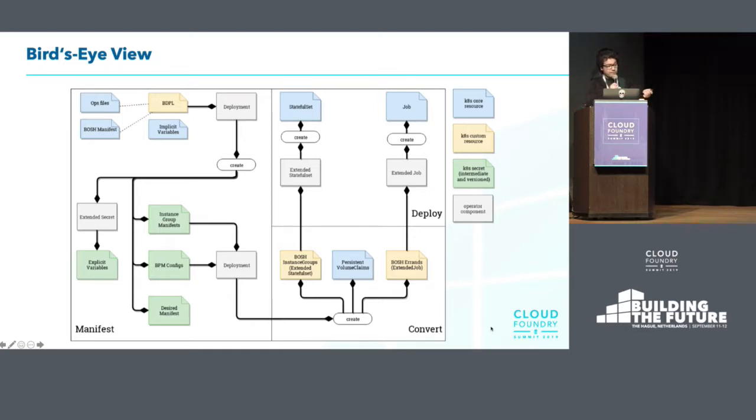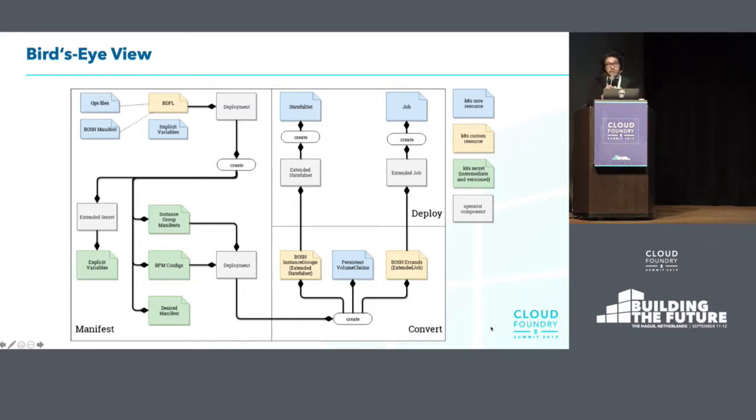And if we follow the flow here from the top, the user is going to create a BOSH deployment custom resource, which has a reference to a list of ops files, and a reference to the BOSH manifest, which could be stored in a Kubernetes config map or secret. And all the implicit variables from the BOSH manifest have to be in Kubernetes secrets too. So once you create the BOSH deployment resource, it will trigger the deployment component. And this will create an extended secret.